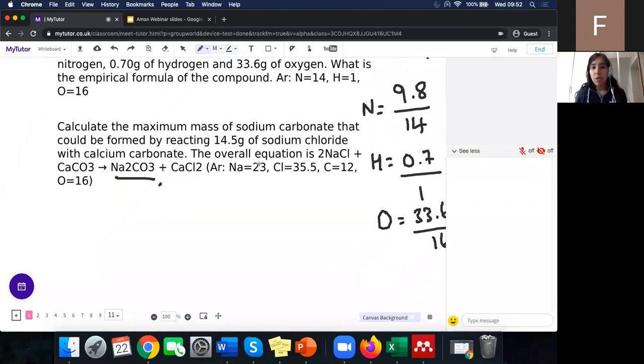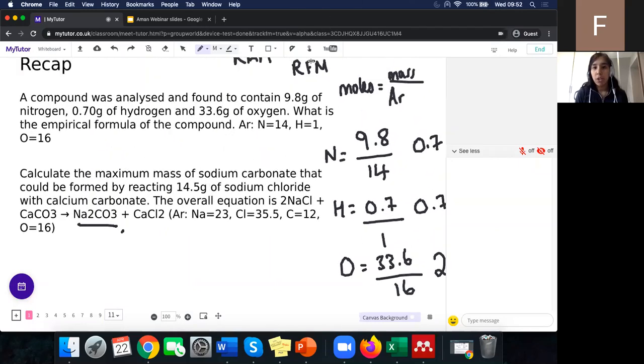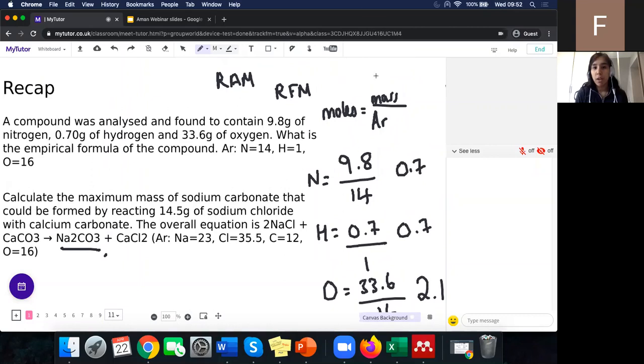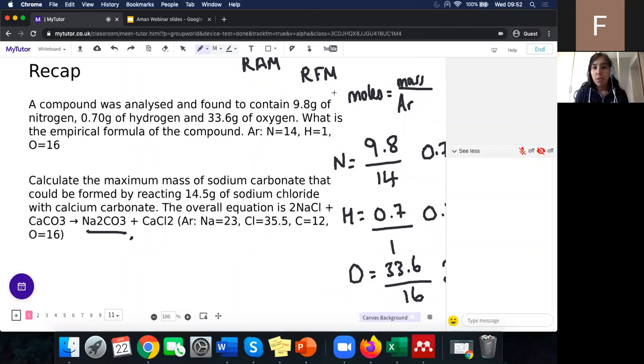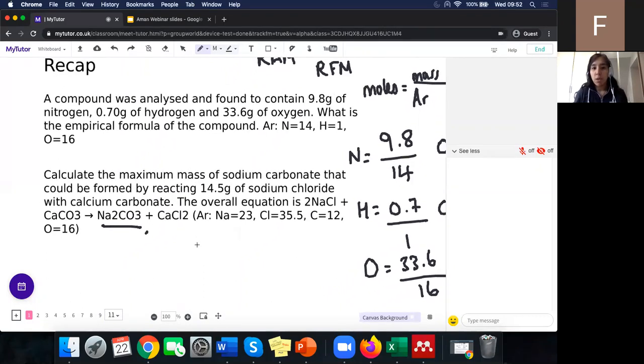So to calculate the moles of sodium chloride, does anyone remember what we need to do? Or what's the equation or the numbers that we need to input into our equation to work out the number of moles of sodium chloride? So we're going to be using the reaction here, moles equals mass over AR. So the number of moles then will be the mass, which is 14.5 grams, divided by the AR.